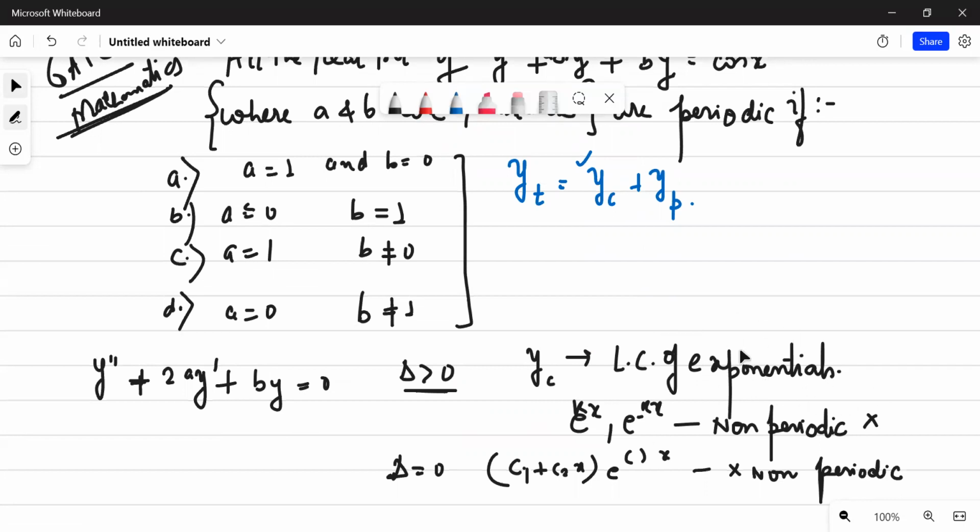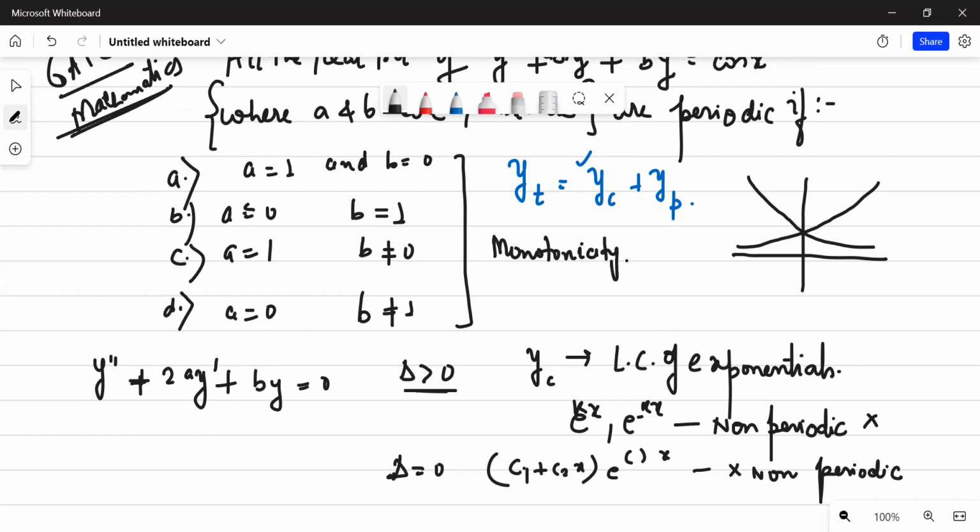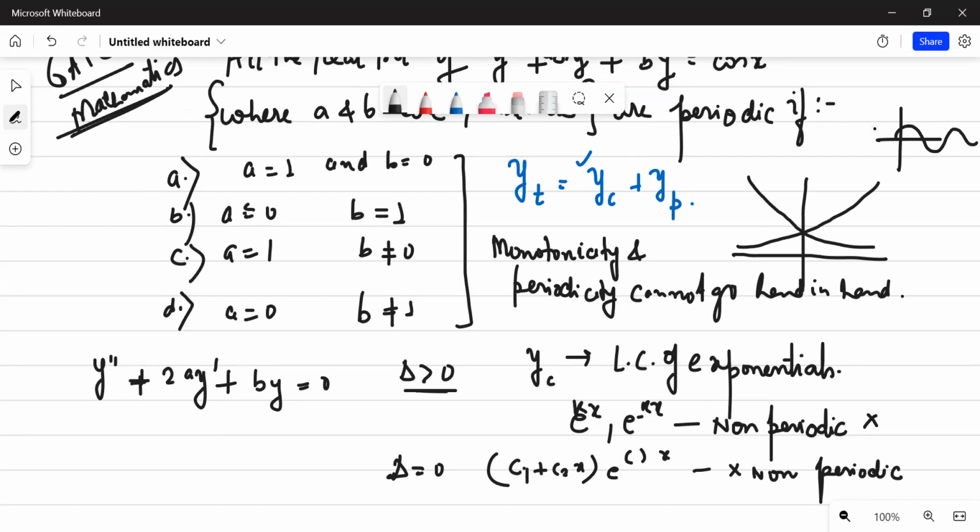Because exponentials cannot be periodic. Are you getting my point? Like exponentials, we've drawn the graph, no? One thing is very clear: monotonicity and periodicity cannot go hand in hand. Write it somewhere. What does it mean? That if your function is monotonic, then it can never be periodic. Because for a function to be periodic, function's derivative should change sign. So देखो ना, if function is entirely increasing, how will it be periodic? Why will it return at some point to attain the value it had attained previously?